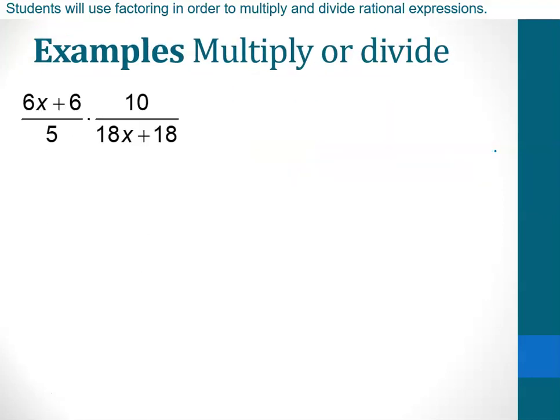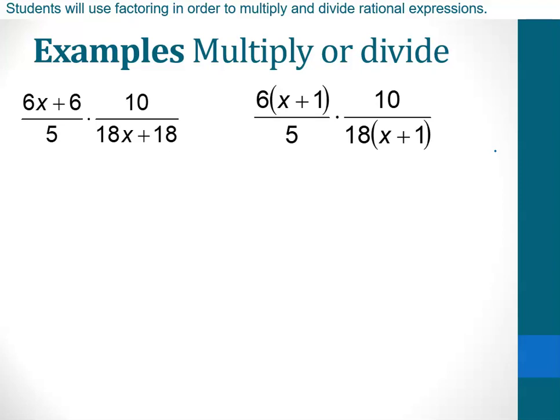Okay, so now things get a little trickier, because now we don't just have monomials, we have binomials. So we have to look to see if we can factor anything. So we take a look at that 6x plus 6. Hey, they have a common factor of 6. So we're going to factor out the 6. Then we look at the 18x plus 18, and we say, hey, they have a common factor of 18. When we factor out the 18, we have x plus 1.